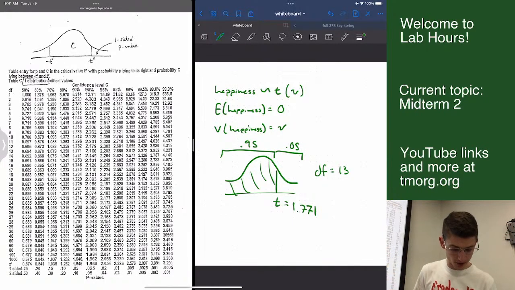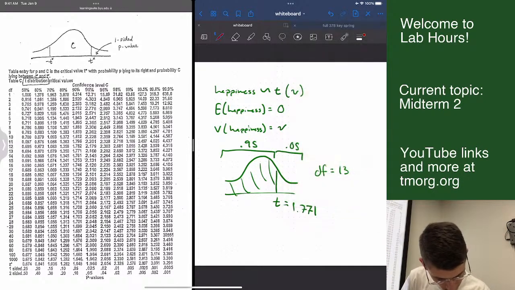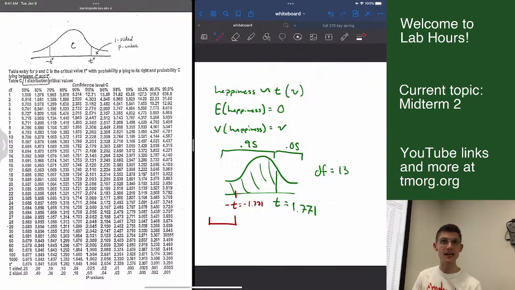Let's also look at this for a second. If I took that t is equal to 1.771, and I put negative t, negative 1.771, how much of the distribution do you think is to the left of that number? What percentage of the area? 0.05. Why? Because it's symmetric. You can tell because they use the same variable there, right? Okay. And how much do you think is in the middle? This C.